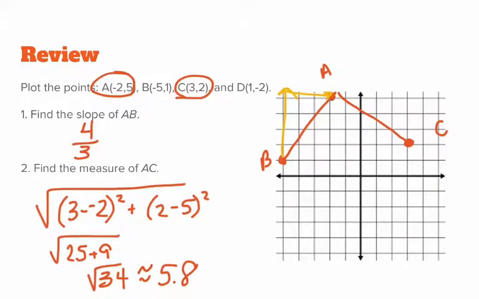Now, to find the length or the measure of AC, and I circled those points up there in red, is the distance formula. So the square root of the difference of our x values squared plus the difference of our y values squared. Now, you can go ahead and leave it as the square root of 34. Since it doesn't simplify, I don't need you to go 5.8, and you're going to see why here in a little bit.